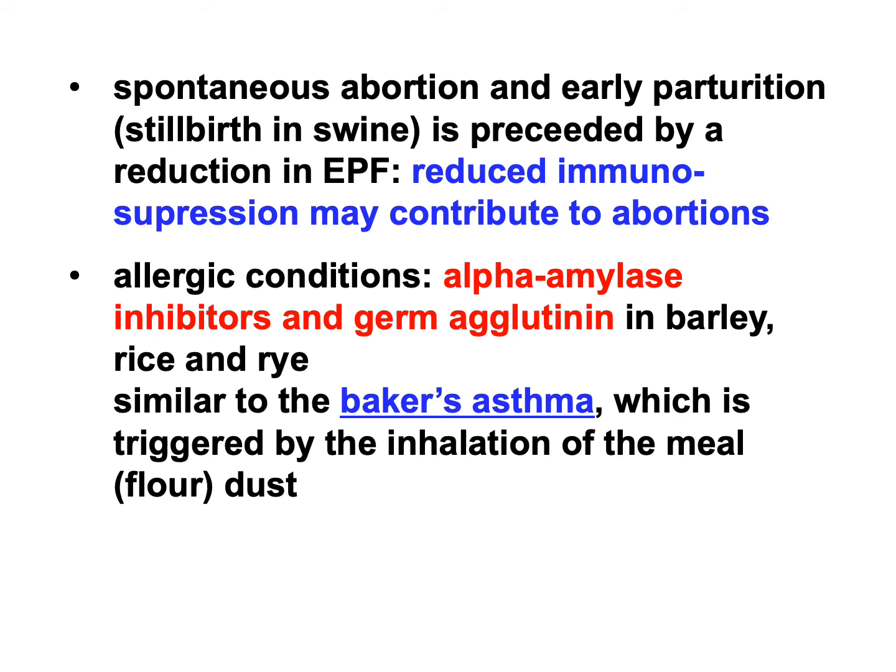For example, in the cereals, alpha amylase inhibitors and agglutinin in the germ of the barley, rice, and rye may cause allergic conditions contributing to the abortion. This is similar to the baker's asthma, which is triggered by the inhalation of the meal flour dust. And whoever visited a swine facility can remember that the feed unfortunately makes dust. So this inhalation way is possible for the animals too.